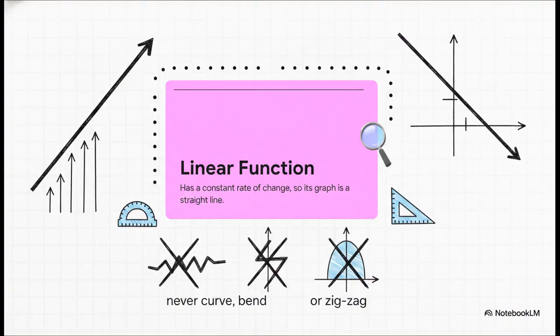So, what is a linear function? It's basically a function defined by one absolute rule. It has a constant rate of change, and that guarantees our graph will never curve, bend, or zigzag. Every single time you graph a linear function, the result will be a perfectly straight line. Honestly, that predictability is what makes them so fantastic to work with.